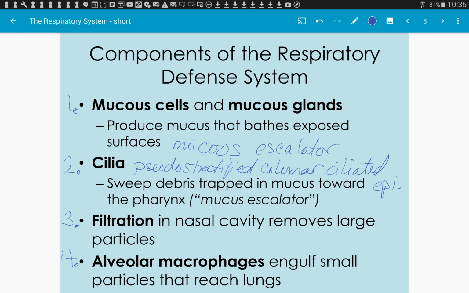They're called alveolar macrophages, so they're within the alveoli, and just like anywhere else in the body, they will engulf anything that doesn't belong. Okay? So they're there specifically to protect your lungs. If your lungs get infected, that can cause some problems. So we'll talk about infections and such later.